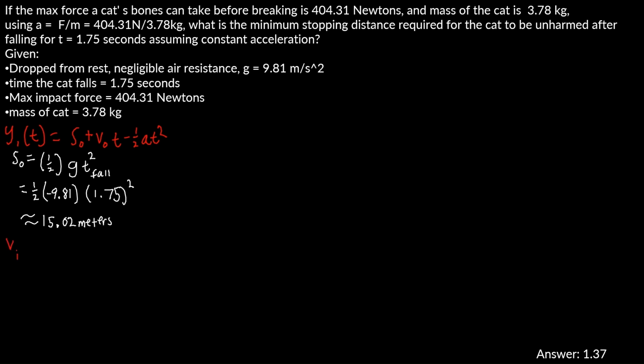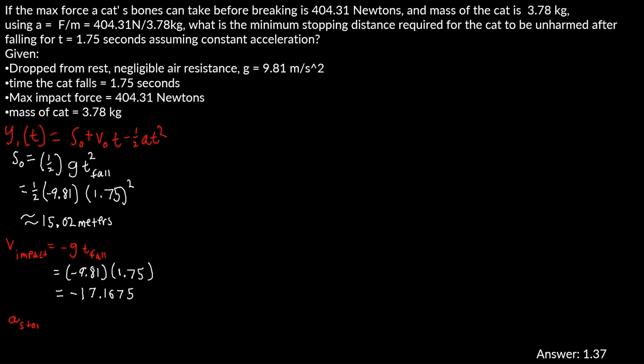Next, we want to find the velocity right before impact with the flag. We'll find that by taking the derivative of the position equation, which is negative g t, plugging in negative 9.81 for g and 1.75 for t. We find that the velocity right before impact is negative 17.1675.